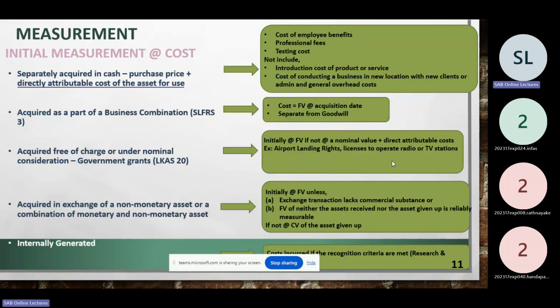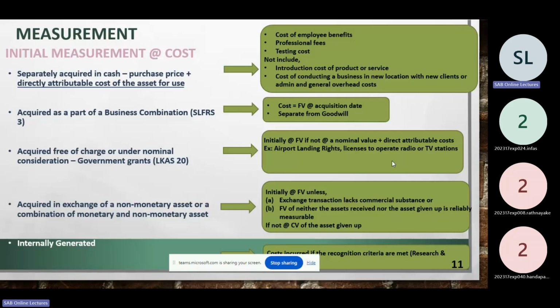So when we come to the initial measurement of intangibles, we can identify it as cost. There are some kinds of transactions: separately acquired in cash, as part of a business combination, exchange of non-monetary assets, government grants, and internally generated intangible assets. In a separately acquired cash transaction, examples include cost of employee benefits, professional fees, and testing cost, but it does not include the cost of product or service, or the cost of conducting business in a new location with new clients.